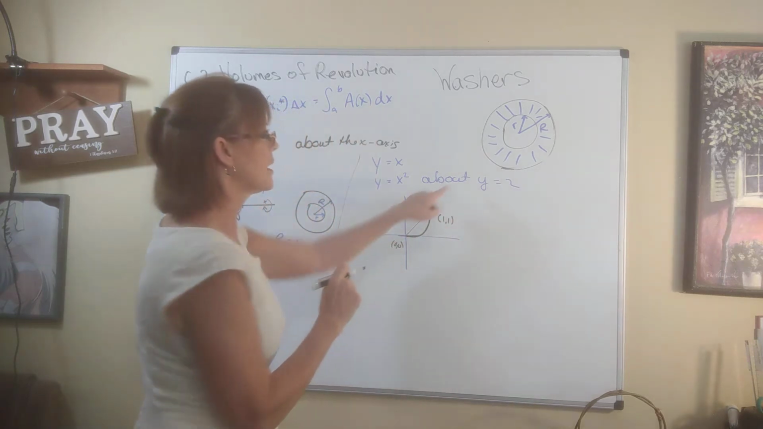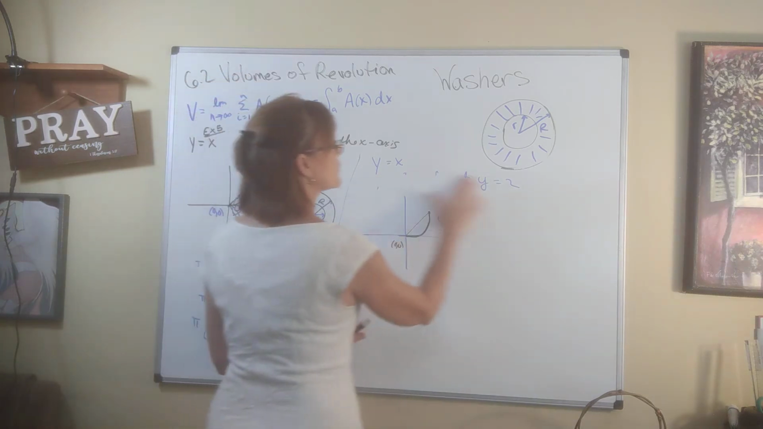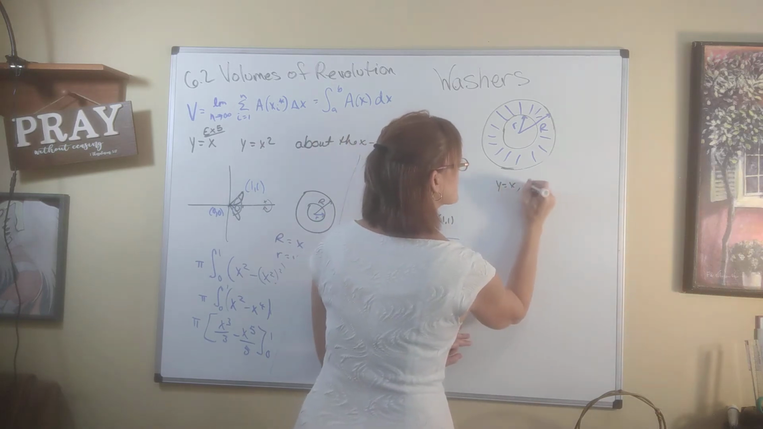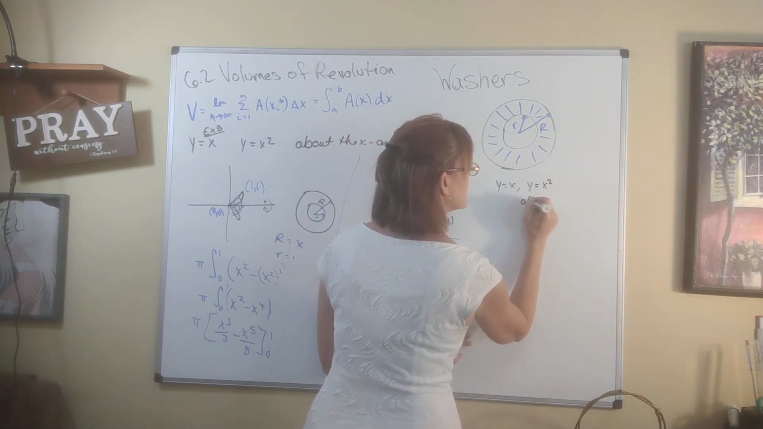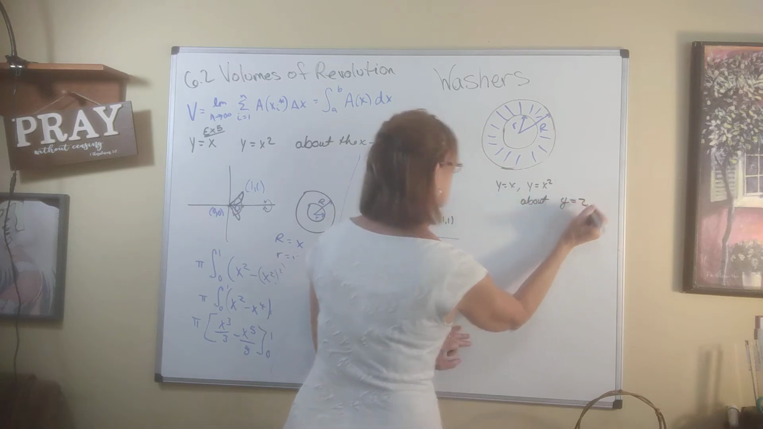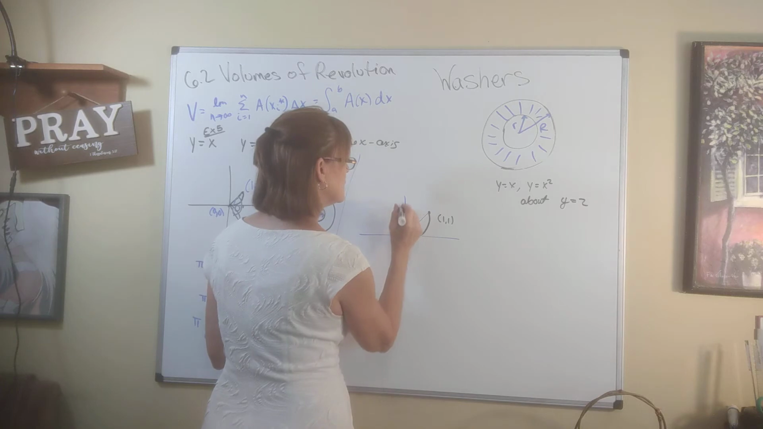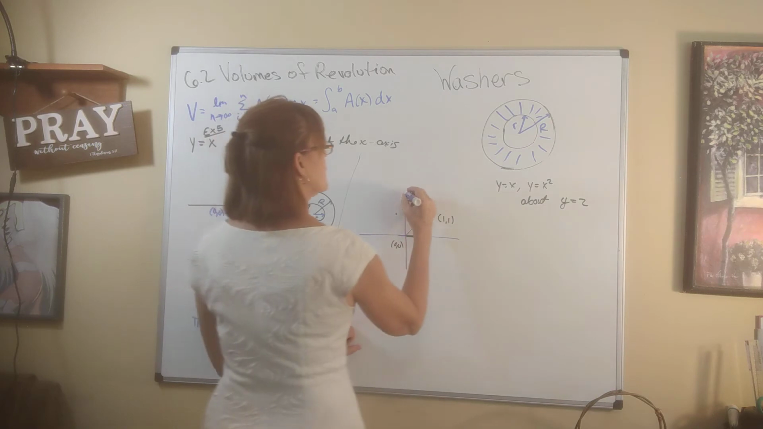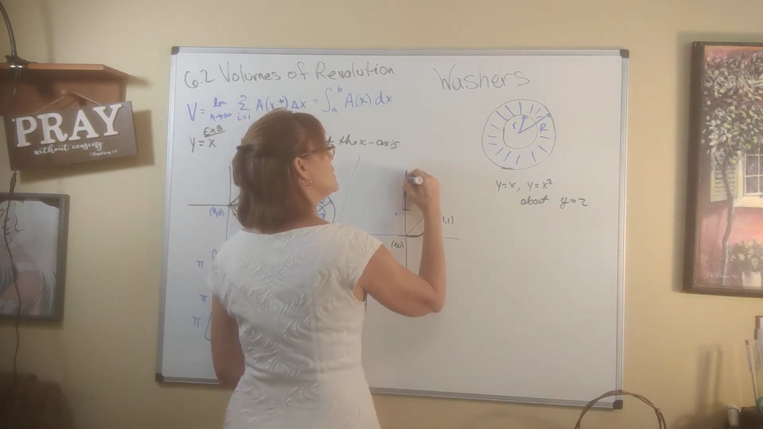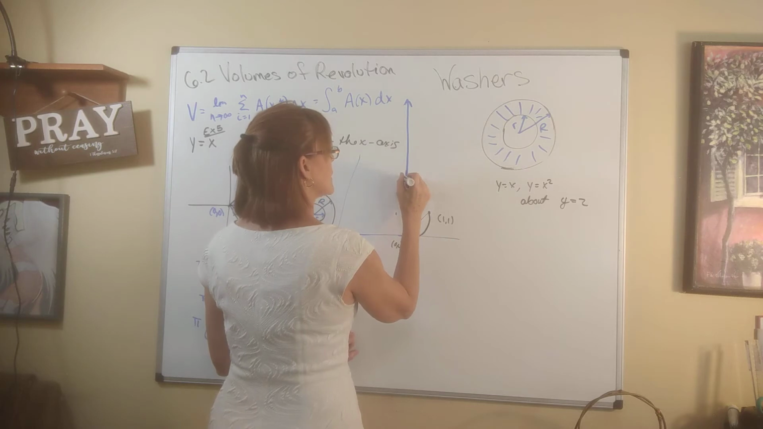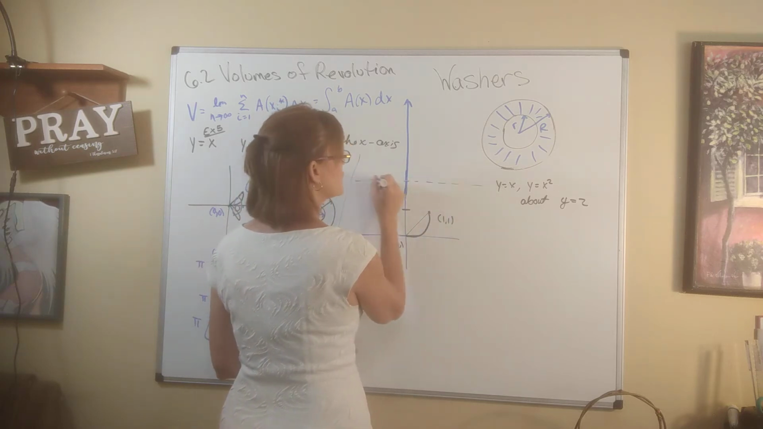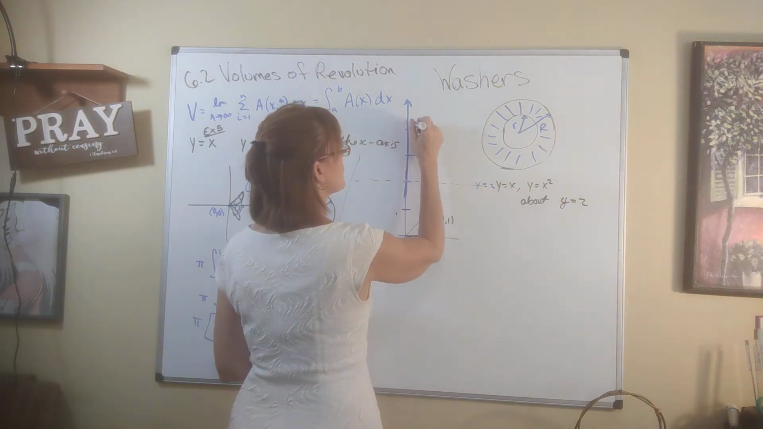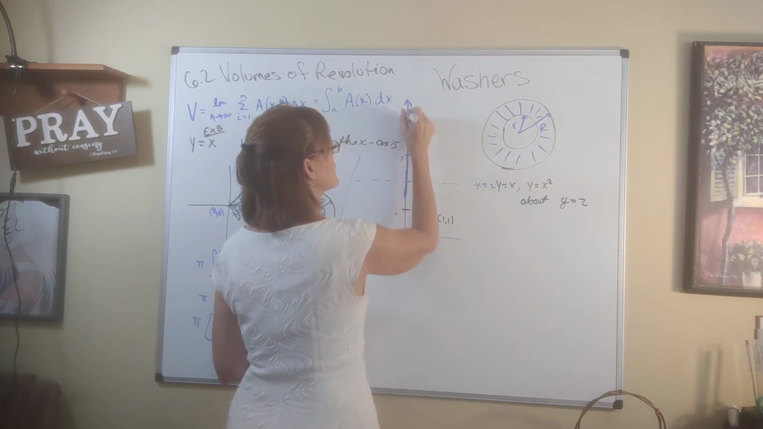Okay, so this time it's about y is 2. So maybe I have to make more room because I have to go up taller. So I'll write this stuff over here. y is x, y is x squared, about the line y is 2. If this is 1, then I need to extend my y-axis up so I can see what else is happening. This is 2. This is what I'm rotating it about, y is 2. This is y is 3, and this is y is 4, and this is y is 5.